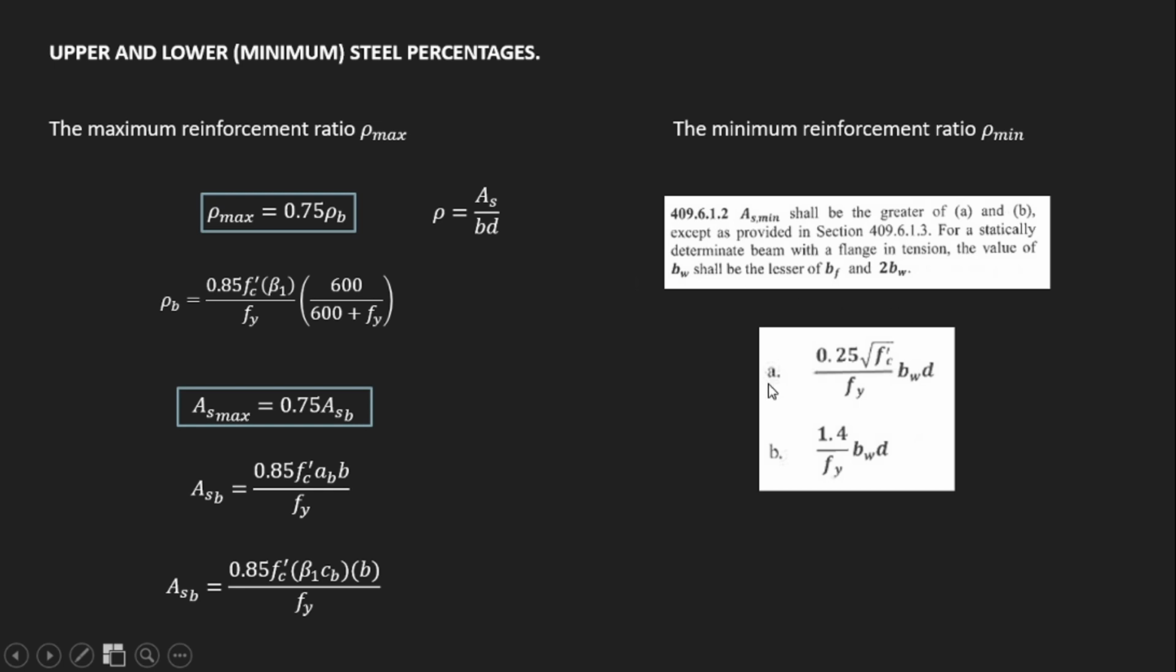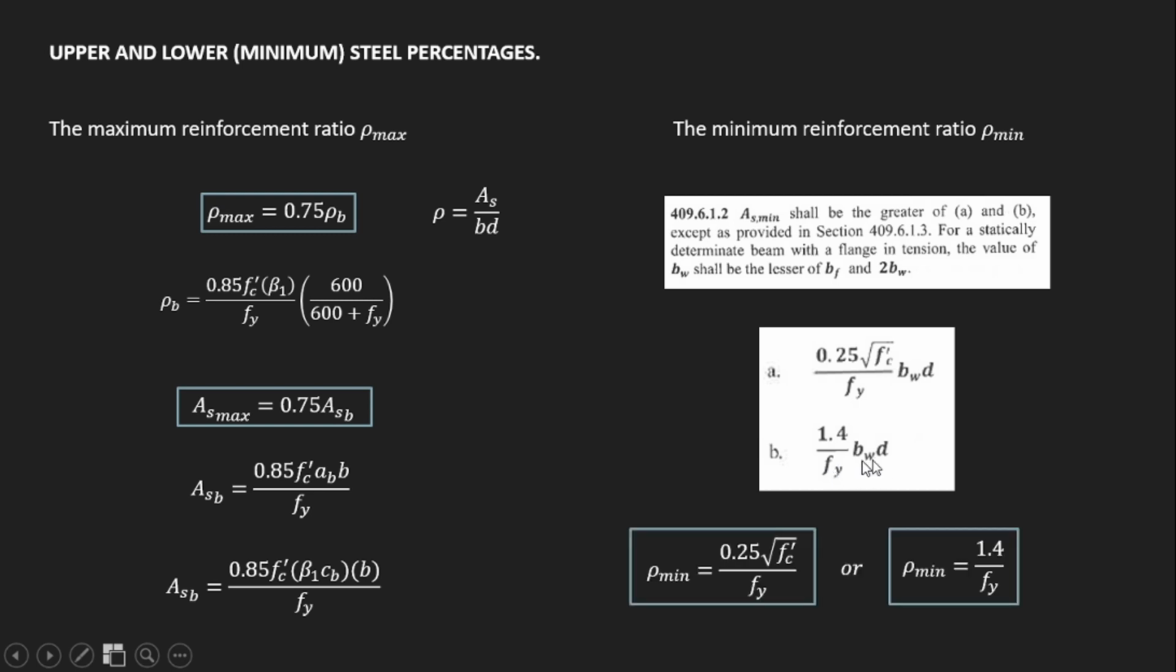So, yung minimum natin, either of the two, so kung alin yung mas malaki sa dalawa, so either a or b, na merong 0.25 square root of f'c all over fy, bw times d. Or yung b natin, that is 1.4 over fy times bwd. And pwede na natin gamitin ito.